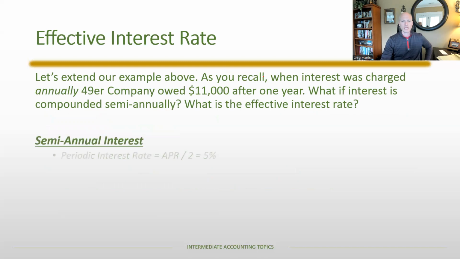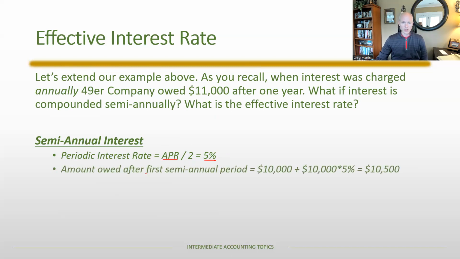So let's say that we have semi-annual interest. The key, though, is now the periodic interest rate. So the annual interest rate is 10%. The periodic rate then would be half that, or 5%. After the first semi-annual period, you would owe $10,000, which is the principal, plus any interest on the principal. But again, the rate that we're going to use is that 5%. So after one semi-annual period, we would actually owe $10,500.